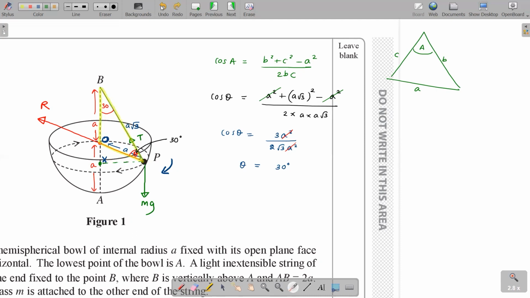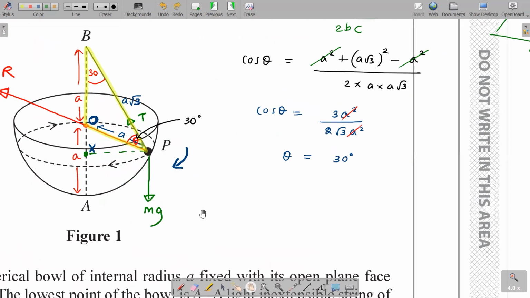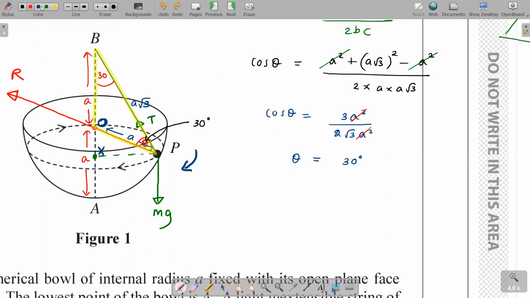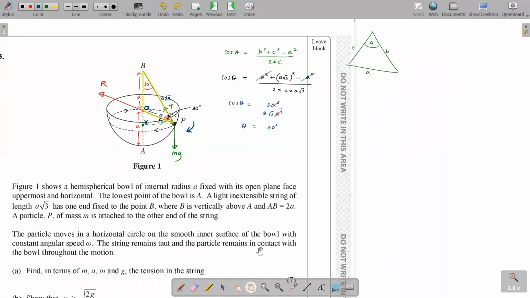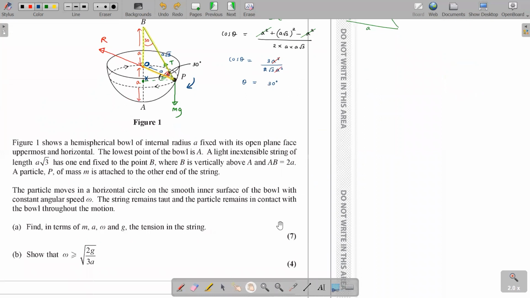Is that clear? There are so many drawings to do here. So this small angle here will give you 30 degrees. I hope it's clear with everyone. So it's a challenge to mark all these angles, but you need to mark all the angles so that you can resolve. Because after marking all the angles, only now we can resolve. Because all we have to do here is to find the tension.